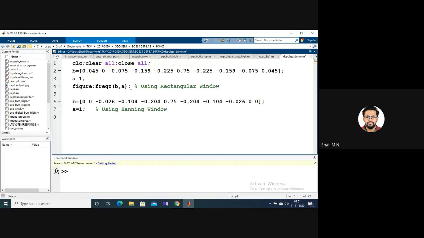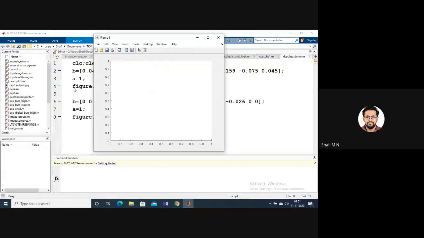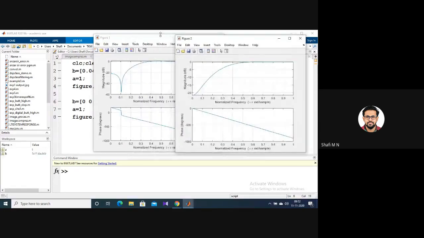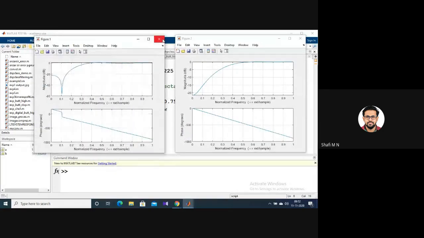Now let me see the response. Just എനിക്ക് response ഒന്ന് കണ്ടു നോക്കണം. So I will have two figure windows. First one is rectangular window output. Second one is I will have the output of Hanning window, right? So this is the first figure. This is second figure.